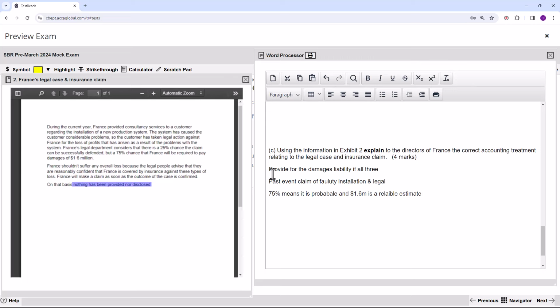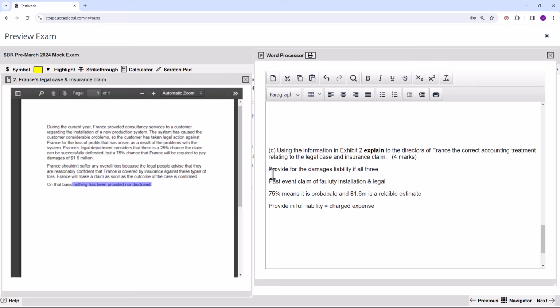IAS 37 is all or nothing. Once you've met that threshold, i.e. over 50%, it's probable. If it's probable we're going to pay out 1.6 million, we provide in full. That is going to be a liability. And we're going to charge that as an expense. That's what we're going to be doing.